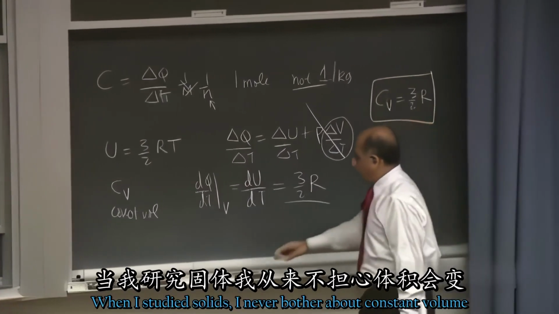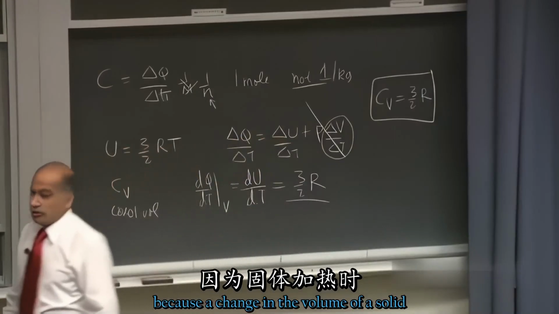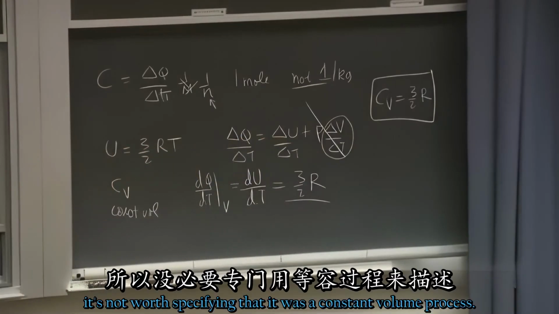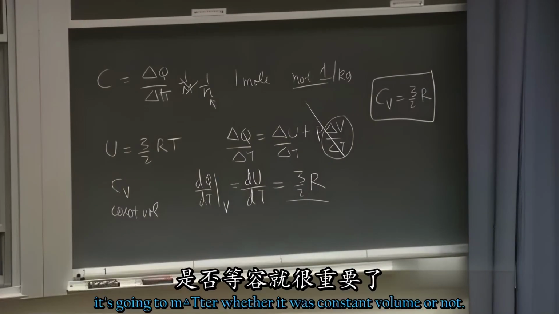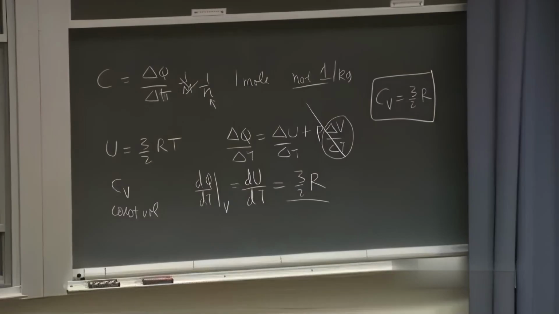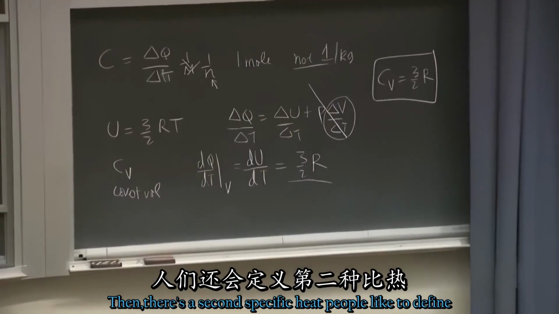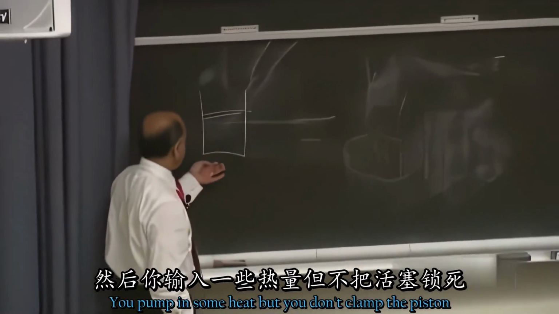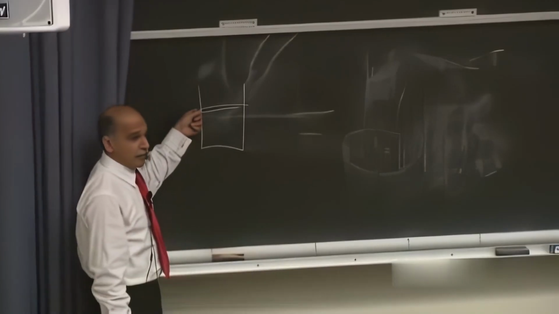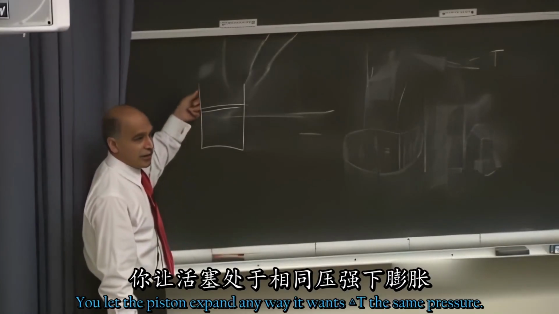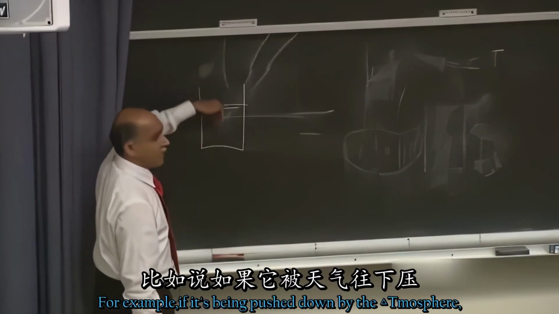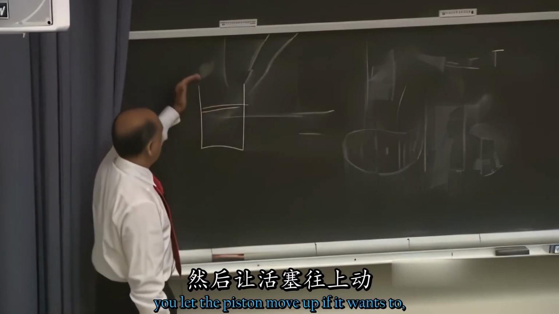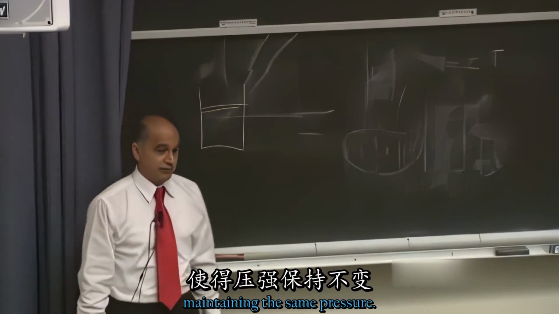When I studied solids, I never bothered about constant volume because the change in the volume of a solid is so negligible when it's heated up, it's not worth specifying that it was a constant volume process. But for a gas, it's going to matter whether it's constant volume or not. Then there's a second specific heat people like to define. That's done as follows. You take this piston, you have some gas at some pressure, you pump in some heat, but you don't clamp the piston. You let the piston expand any way it wants at the same pressure. For example, if it's being pushed down by the atmosphere, you let the piston move up if it wants to, maintaining the same pressure.